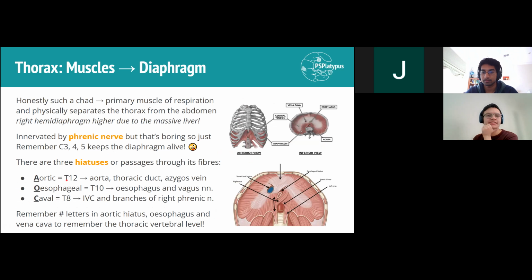Okay, here's the other muscle. So the chad of the thorax is the diaphragm, and it's the biggest muscle that I know of, I think.